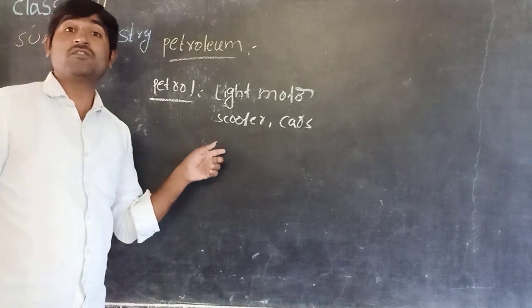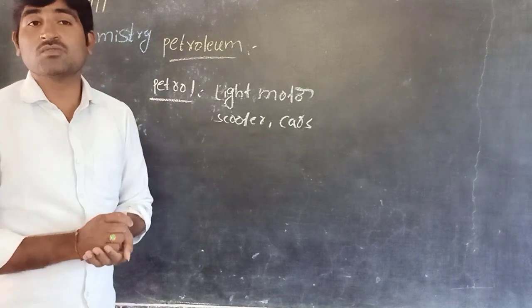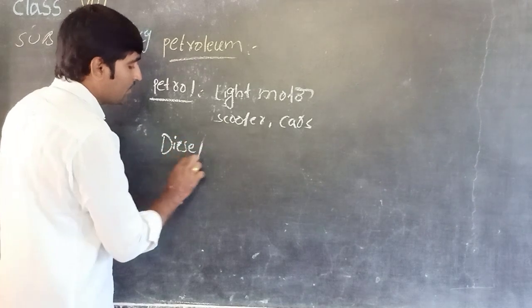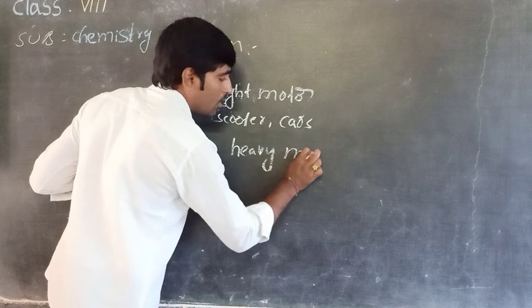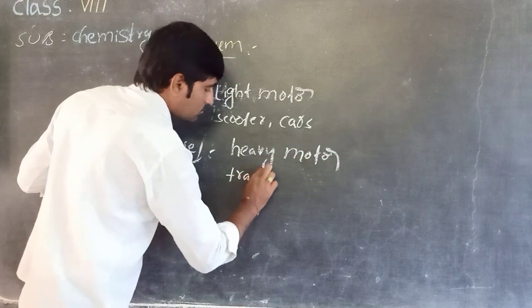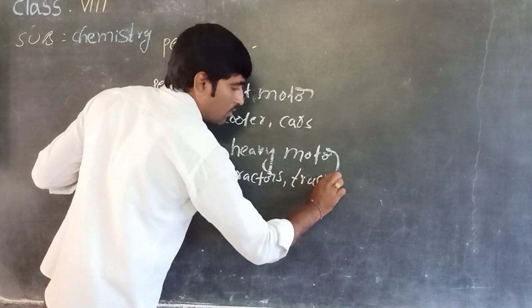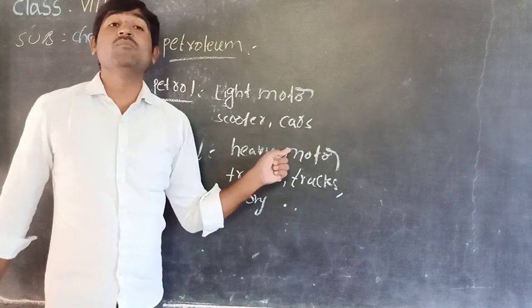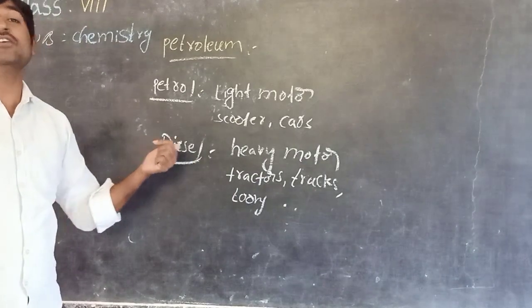For that, which kind of fuel do we use? For the heavy motor vehicles, we use diesel as the fuel. Diesel is a fuel for heavy motor vehicles. Understood, children? Heavy motor vehicles such as tractors, trucks, lorries, etc. For heavy motor vehicles, we are using diesel as a fuel.